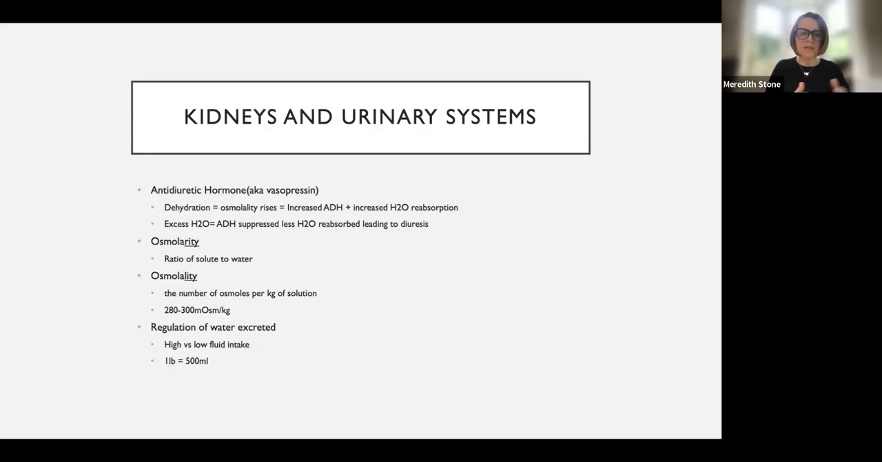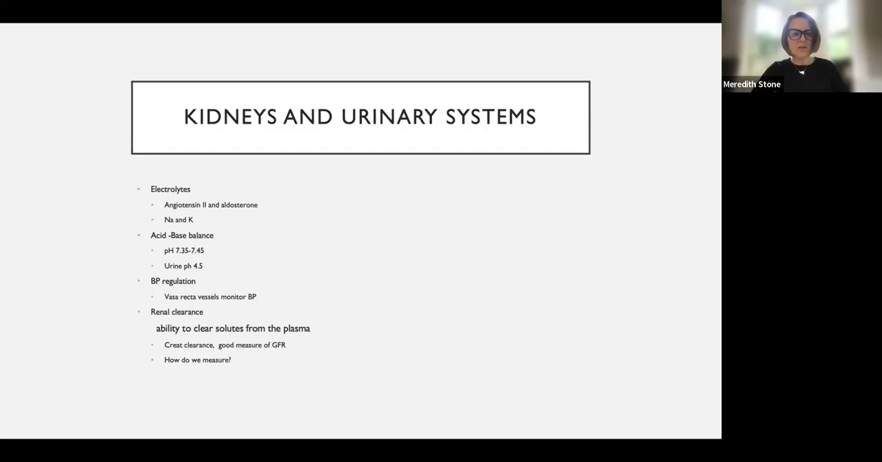Now, when there is excessive water, okay, and they are fluid volume overloaded, okay, the antidiuretic hormone is then going to be suppressed, less water is reabsorbed, and that leads to more urination, more diuresis to try to help control that.